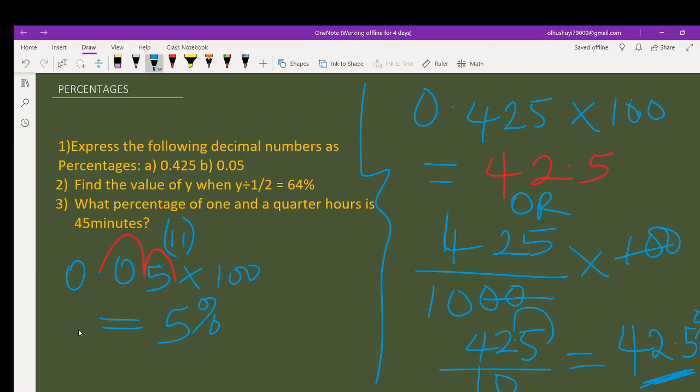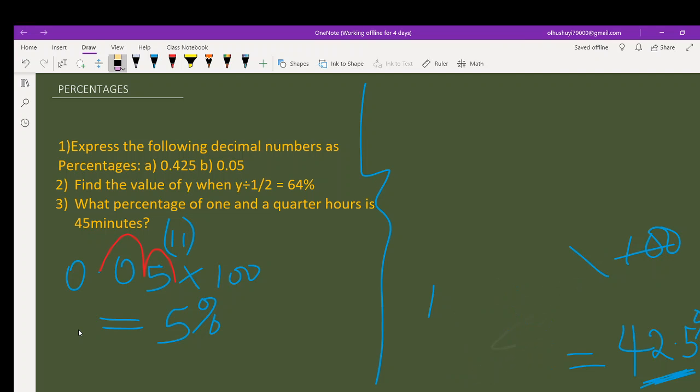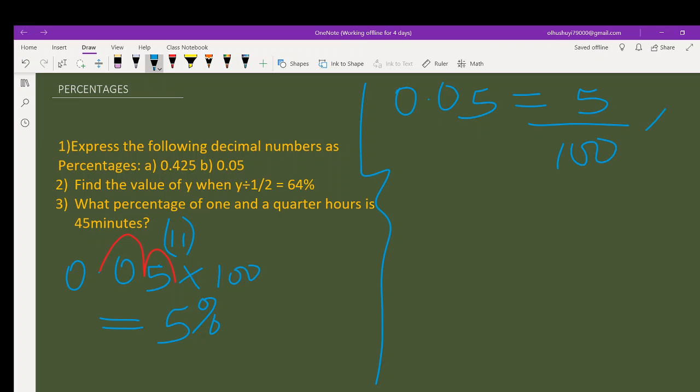So you want to go this other way. Look at this. This way you have 0.05, and that is just 5 upon 100 times the percentage 100. This cancels this. So the answer is 5%. Let's solve question 2.